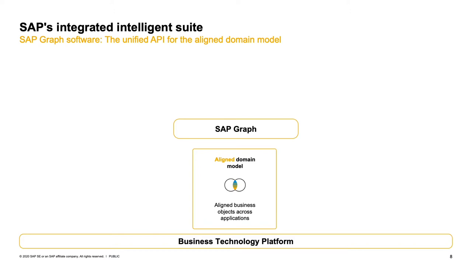Graph provides a unified API that basically reflects this aligned domain model. And using this API, you as a customer can access SAP managed data, irrespective of where this data resides. And essentially, the business technology platform facilitates this. So SAP Graph on its own relies on this domain model for the API semantics, but it also relies on the business technology platform to provide the necessary foundation services to connect to the SAP landscape, the SAP line of business applications.